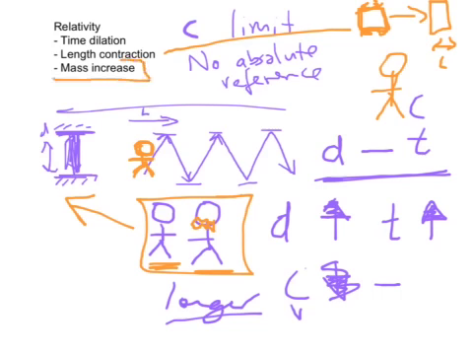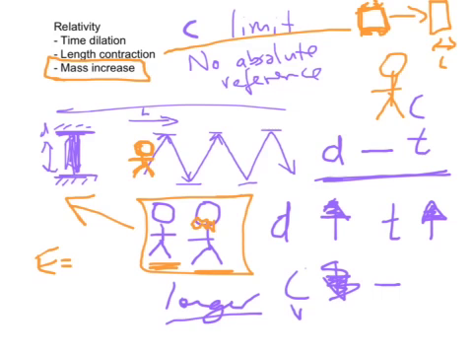The mass increase, however, that's just another interesting little consequence. It takes energy to accelerate things, and the more they accelerate, the more energy it takes. And what happens is the faster they get, the more mass they have. So the closer you accelerate something to the speed of light, the more mass it has, and therefore the more mass it has, the more energy it takes to accelerate it.